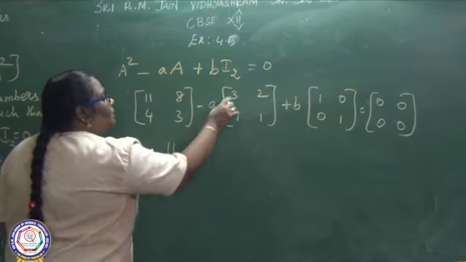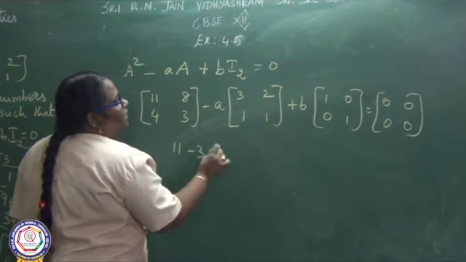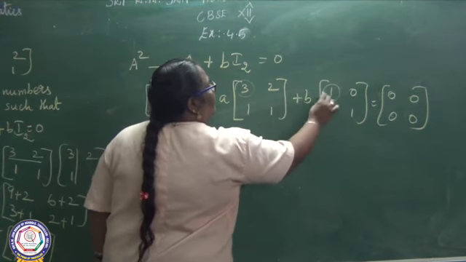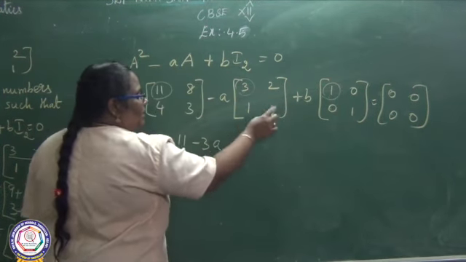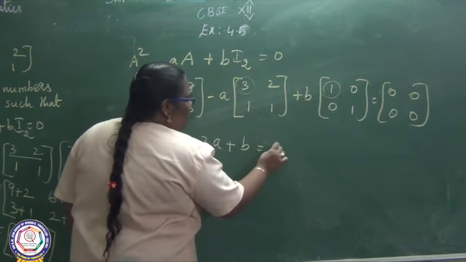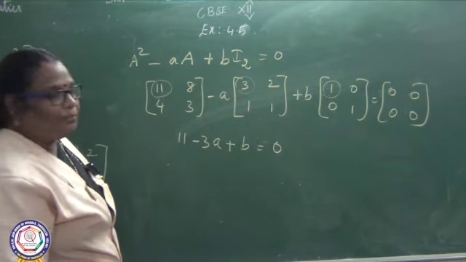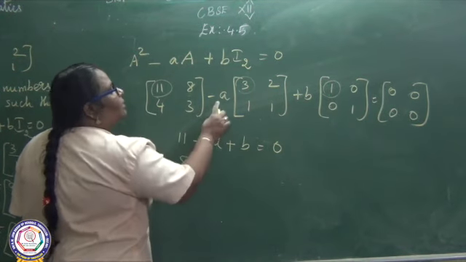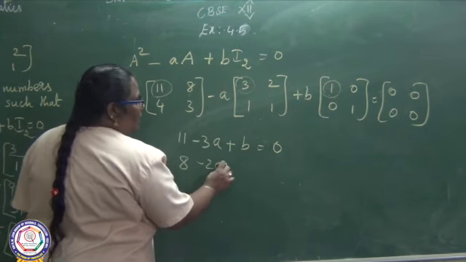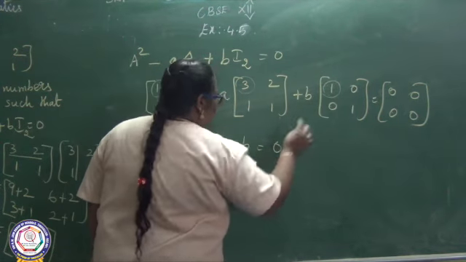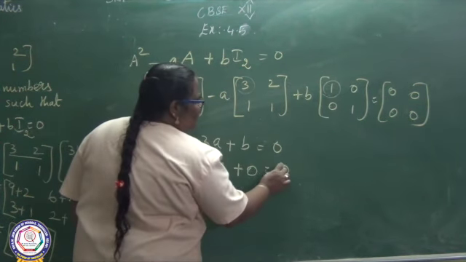11 minus 3A, the first one. You can take it as the first row, first column: 11 minus 3A plus B equal to 0. That is the first equation. See the next one: 8 minus 2A, plus B into 0, 0, equal to 0.